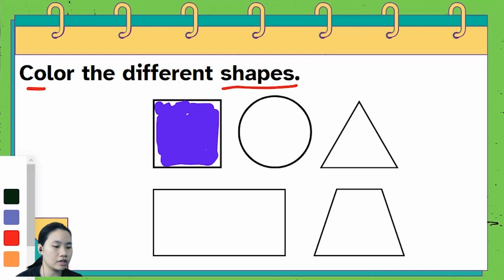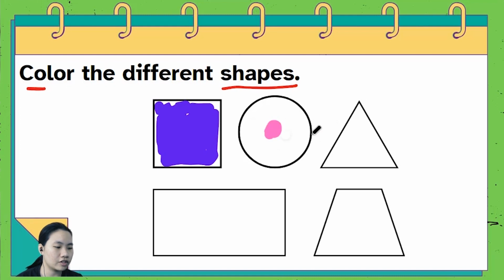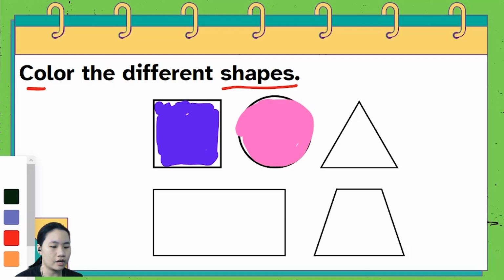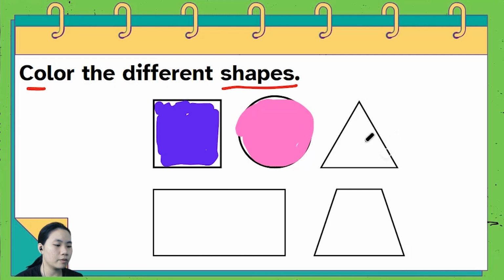I'm going to choose a different color. I'm going to choose pink this time. Do you remember what the name of this shape is? It is a circle. So I'm going to color this. Circle, circle, square, and circle. Now that we're done with that, I'm going to pick yellow. What about this shape? Do you remember the name of this shape? It is a triangle.